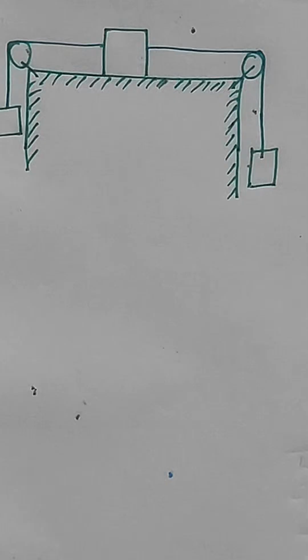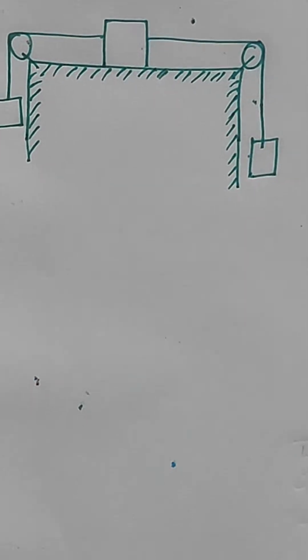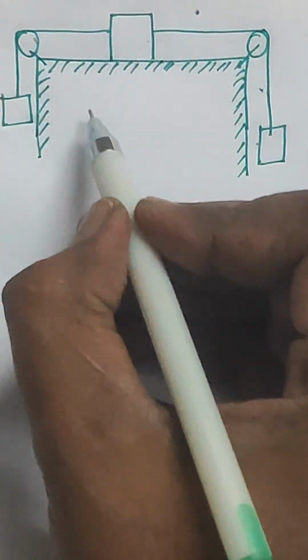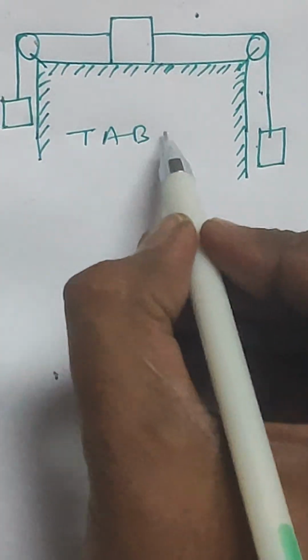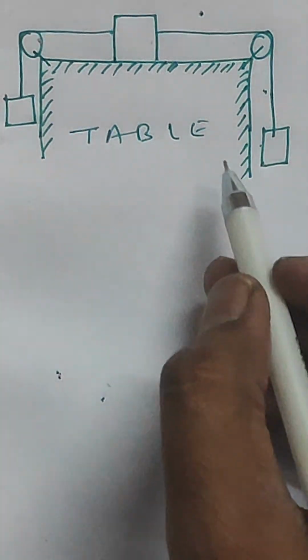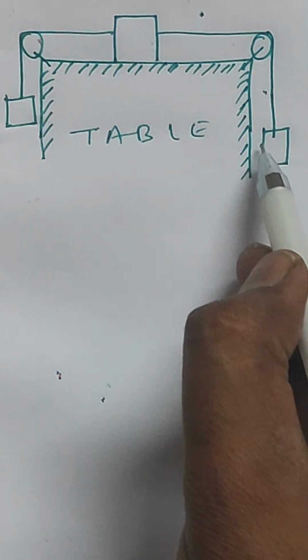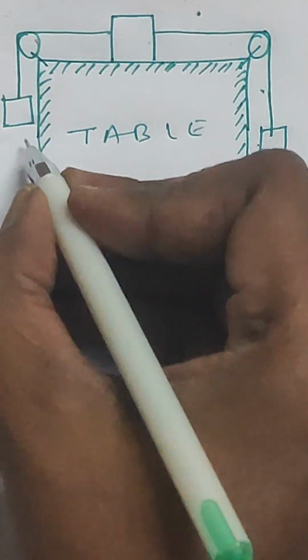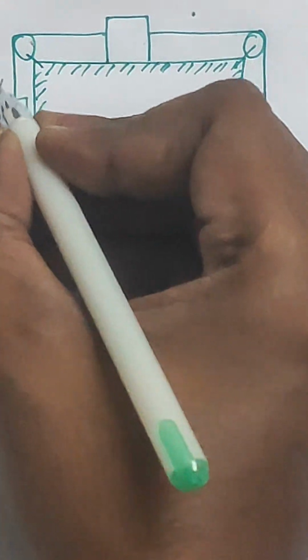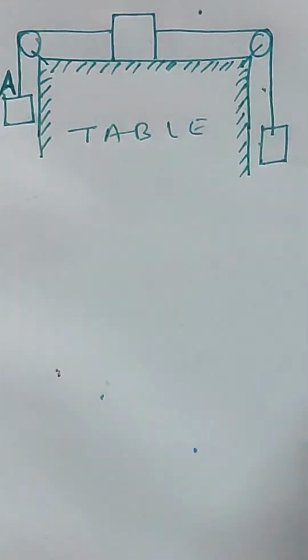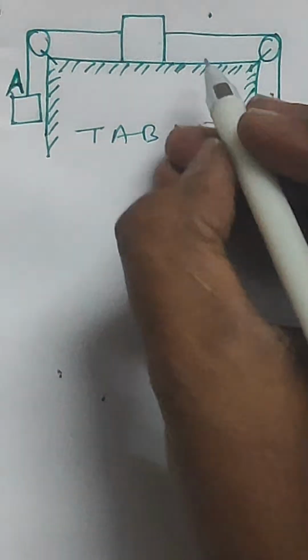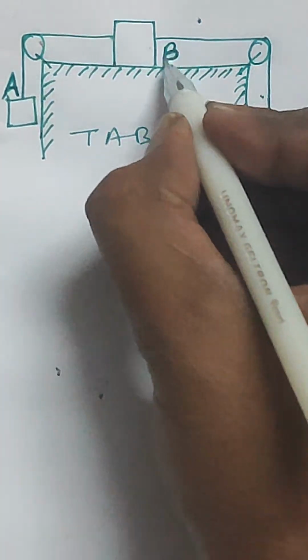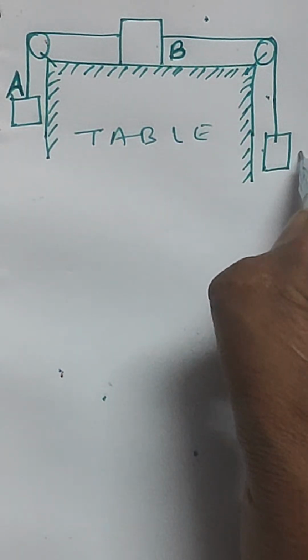Mechanics. Here you can see three masses, three blocks, connected as shown. This is a table where all these three blocks are kept, where two of the blocks are hanging and one is kept on the table. These blocks are A, B, and C. This is block A, this is block B, and this is block C.